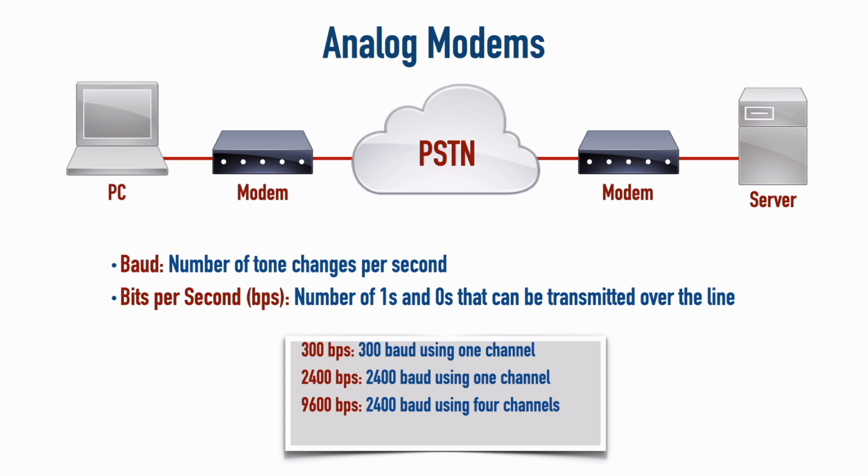Let's jump up a bit more. Maybe we have 2400 baud still, but we're using 12 channels. That would let us have a throughput of 28.8 kilobits per second. Still fairly slow speeds by today's standards, but this is a technology I want you to know about: traditional analog modems.